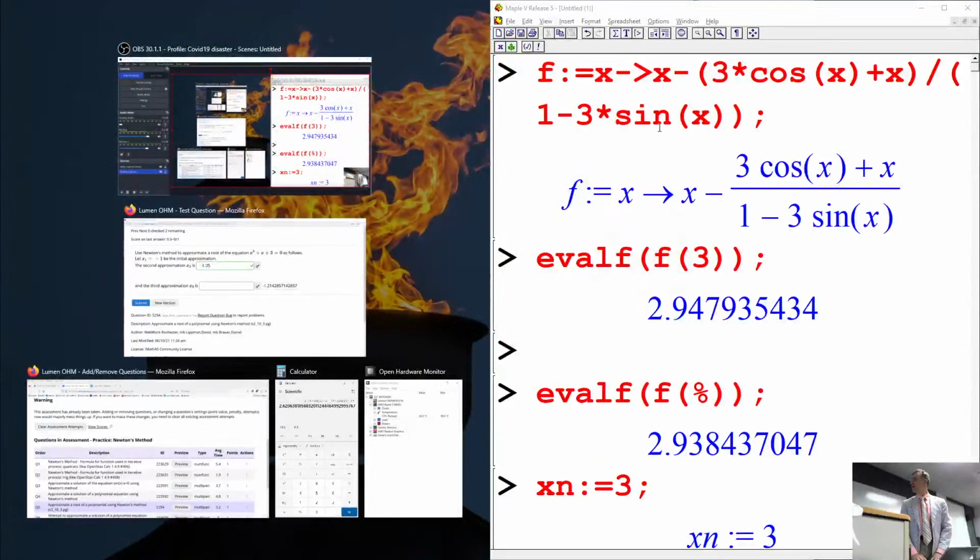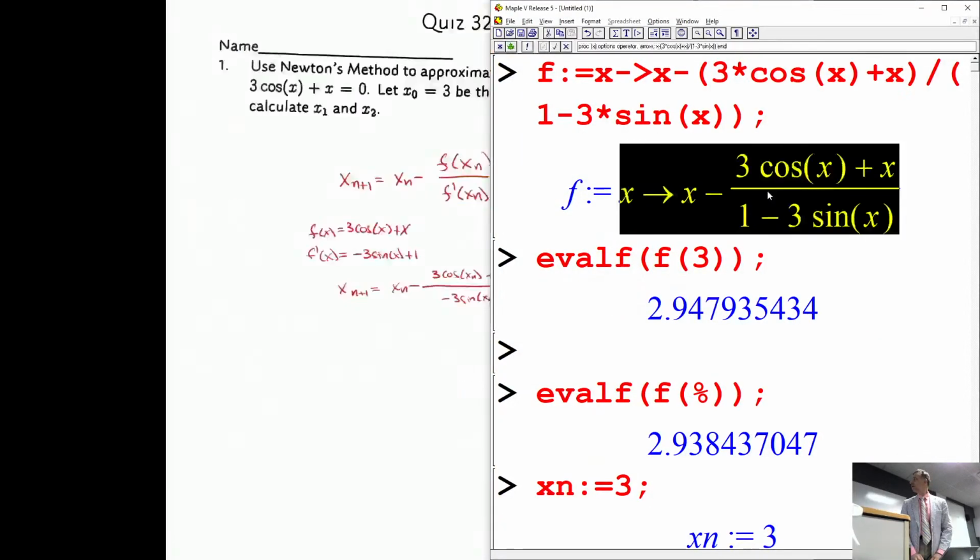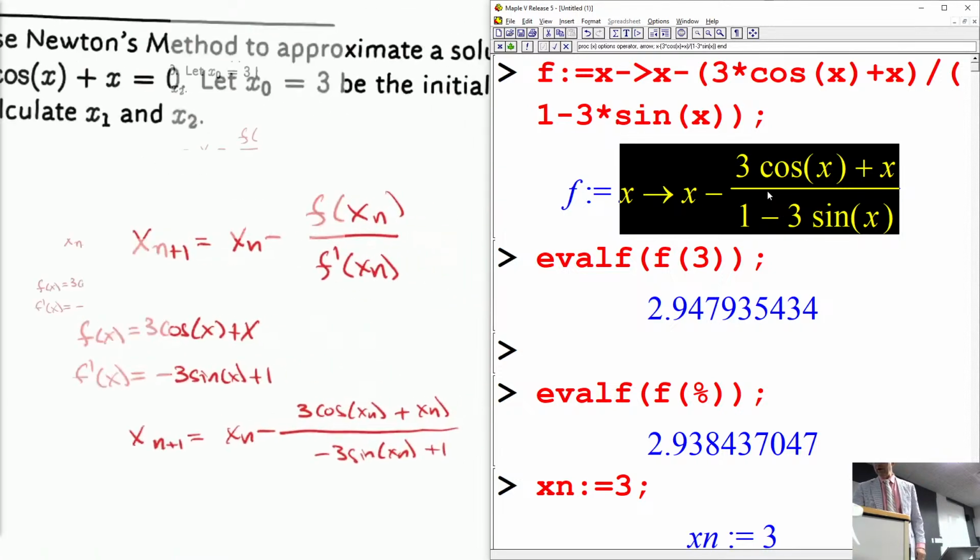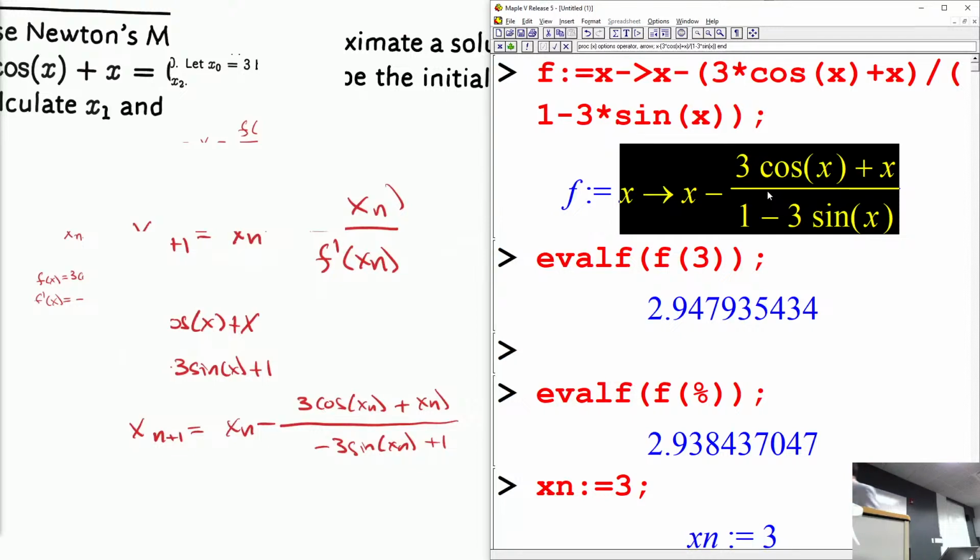Let's see. Let's just type it. Did I do that right? Let's see, can I move this over? Apparently not. There. Now I can sort of see it here. So it's x minus 3 cosine x plus x over 1 minus same thing as that. Okay, yeah, I got it right.